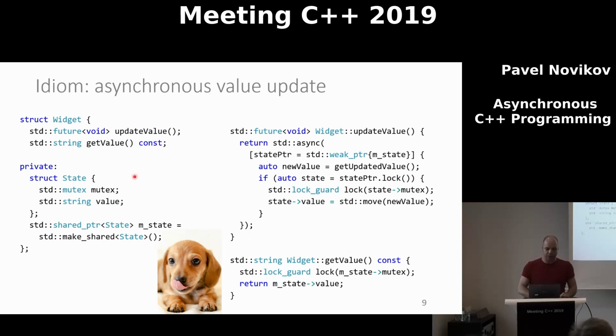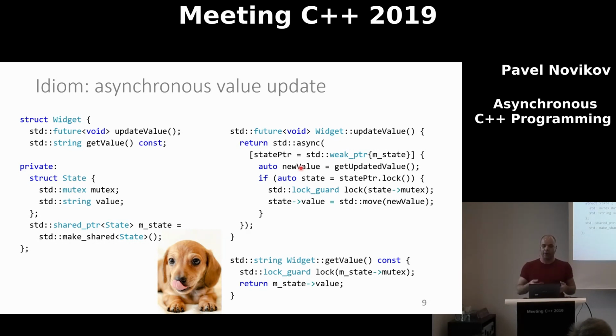So we want to update this value asynchronously, and we want to tie our asynchronous operation to the lifetime of the actual object of type widget. We do that by having our value in a state that lives in the heap, and we manage that lifetime with shared pointer. When we want to update our value, we capture a weak pointer to the actual shared pointer in our lambda that executes asynchronously.